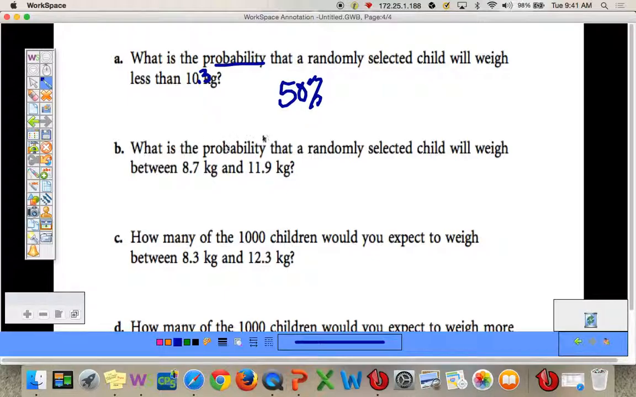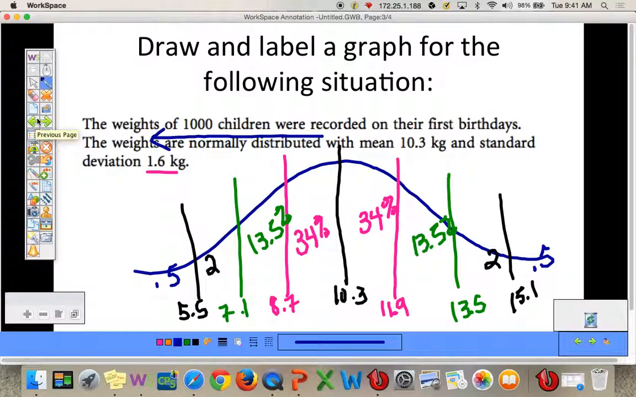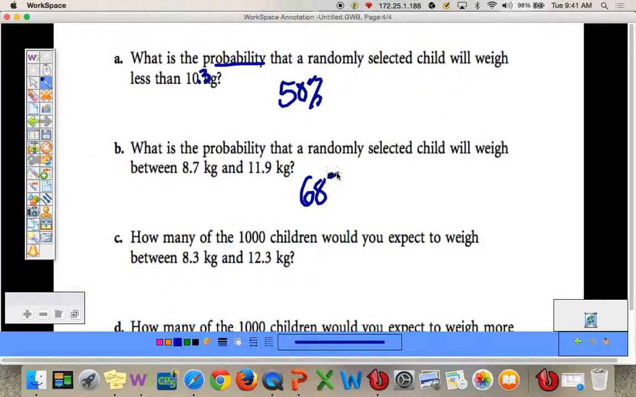What is the probability that a randomly selected child will weigh between 8.7 and 11.9? All right, so 8.7 and 11.9 would be 34 plus 34, 68% of the children would weigh between 8.7 and 11.9, or be within one standard deviation.